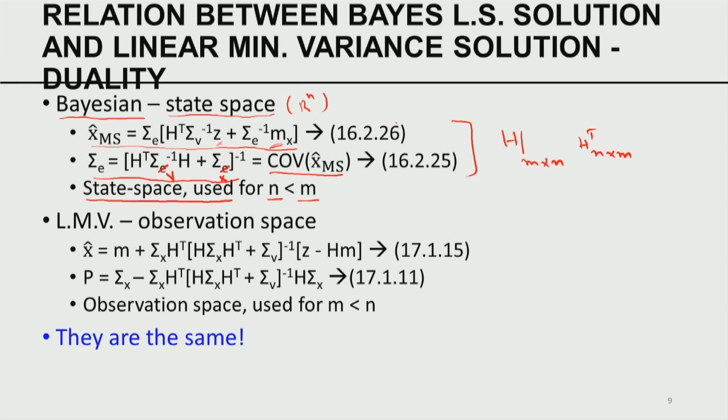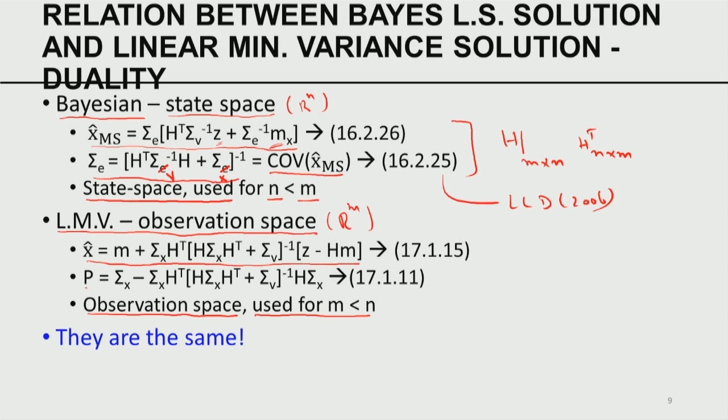16.26, 16.25, these are all expressions in chapter 16 of our textbook, which is the LLD 2006. Now linear minimum variance estimation is supposed to be working in the observation space, which is the M N. The observation space formulation is used when M is less than N. In the case of linear minimum variance estimation, the structure of the estimate is given by this.